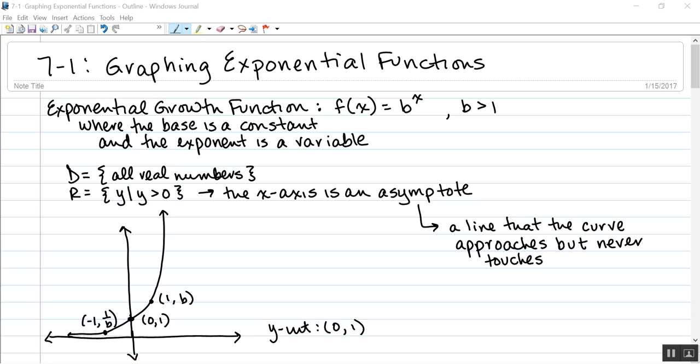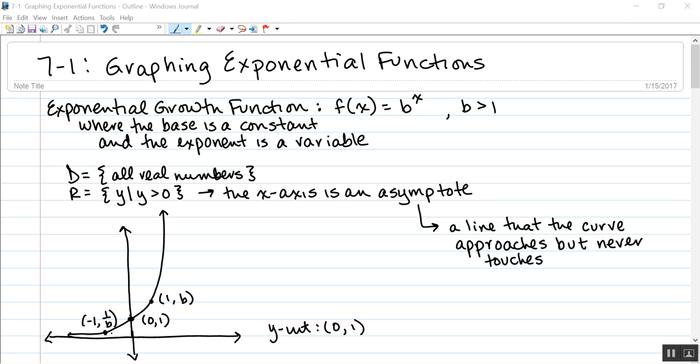The domain of this function is all real numbers, and its range is y is greater than 0, where the x-axis is an asymptote. And an asymptote is a line that the curve approaches but never touches. So here's an example of what this basic graph looks like.